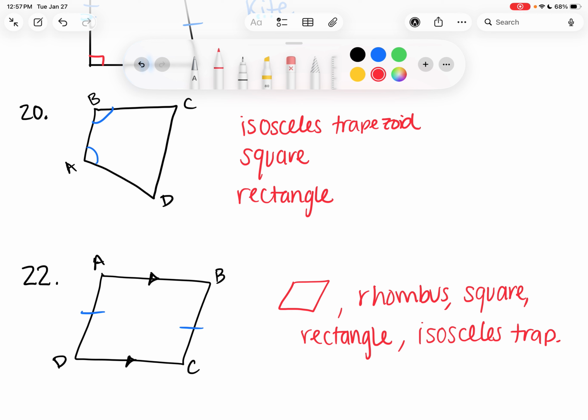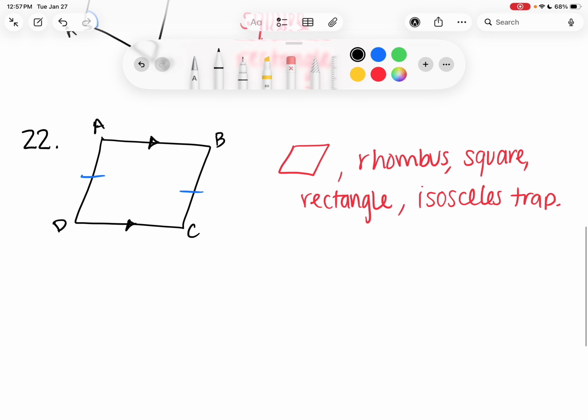So remember, it's not saying that's the only information, but it's saying with what I have, these are possible options of what the shape could be. 24.